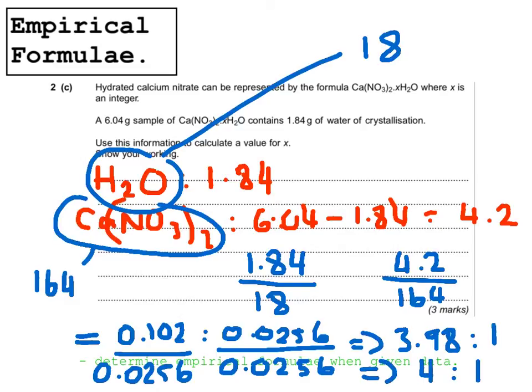So remember that this number here was from this 1.84, which is the number of waters, and this number here was from the 4.2, which was the calcium nitrate. So that means that for every 1 calcium nitrate, there are 4 waters in this equation. So that means that we can give an answer. Remember, you always got to give an answer, and what they're asking for here is to work out a value for x. So your answer in the end is going to be x equals 4.